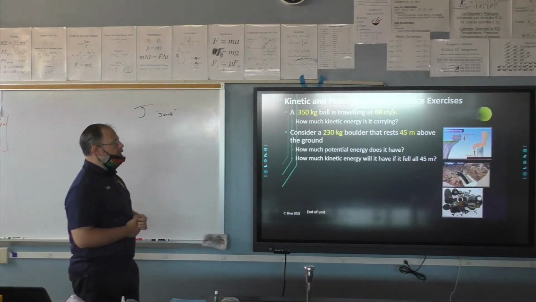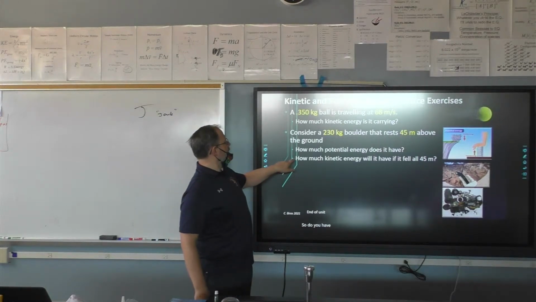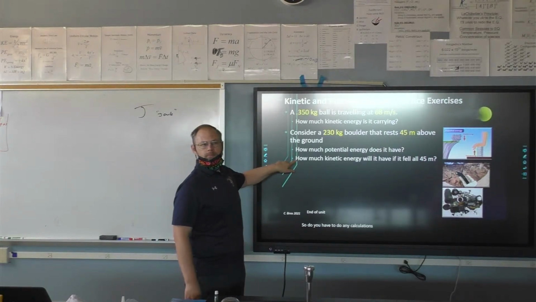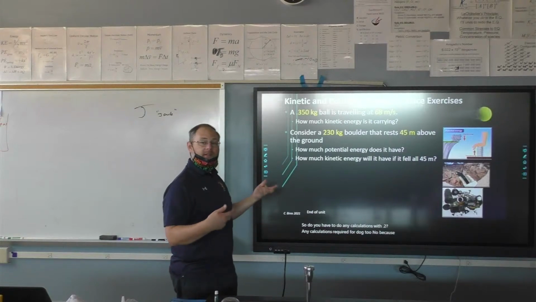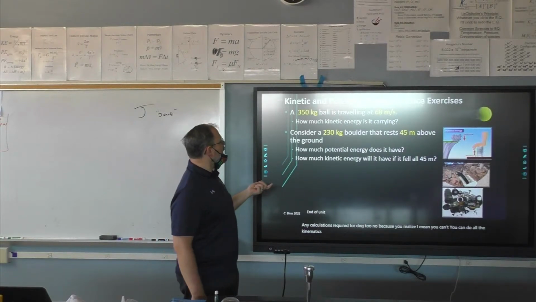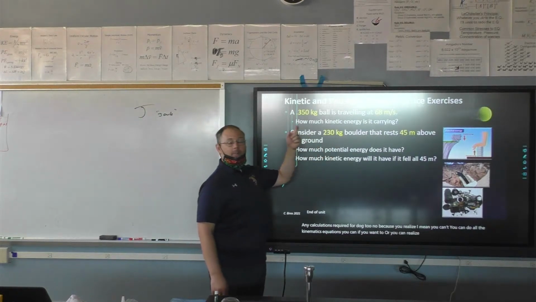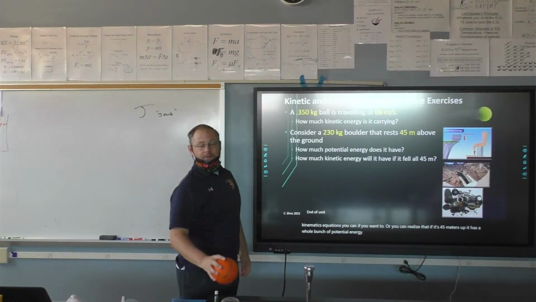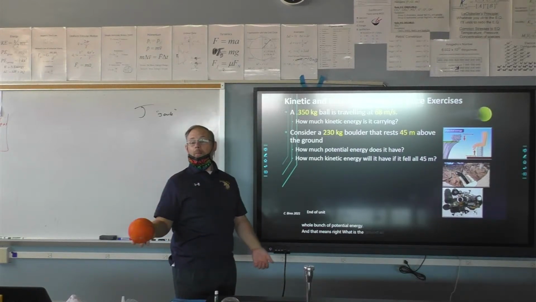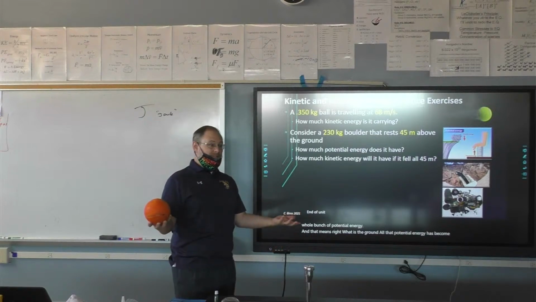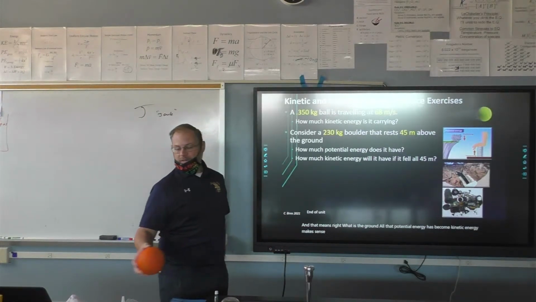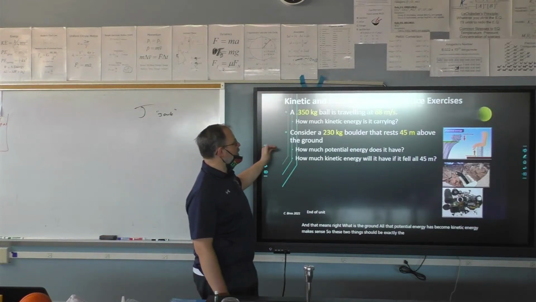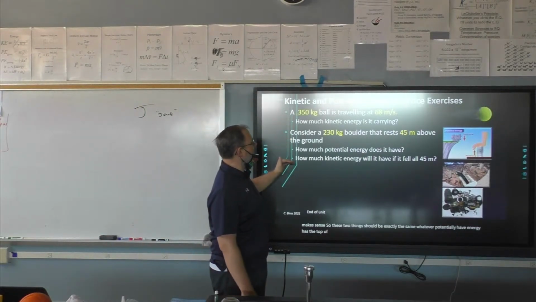Okay, do you have to do any calculations for dot 2? No, because you can do all the kinematics equations if you want to, or you can realize that if it's 45 meters up, it has a whole bunch of potential energy, and right at the ground, all that potential energy has become kinetic energy. Make sense? So these two things should be exactly the same. Whatever potential energy it has at the top of the cliff is going to turn into kinetic energy right before it hits the ground.